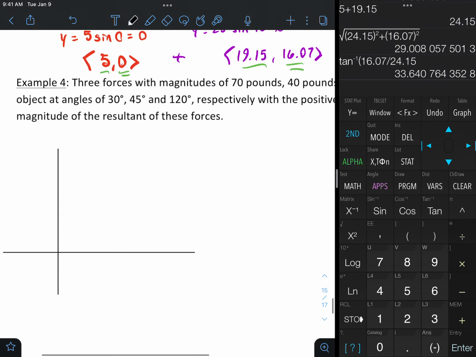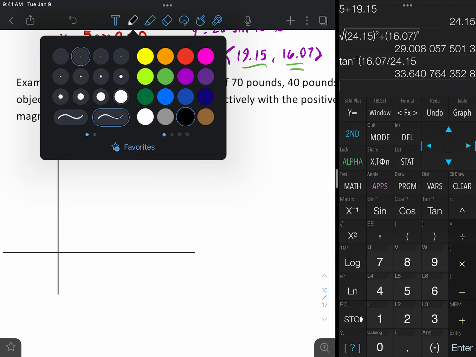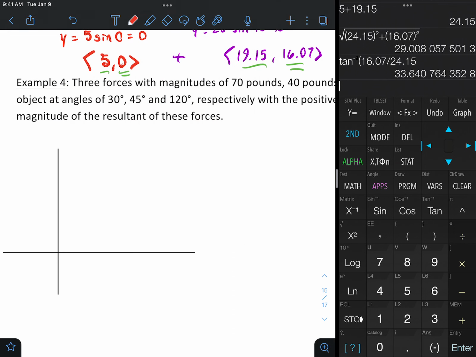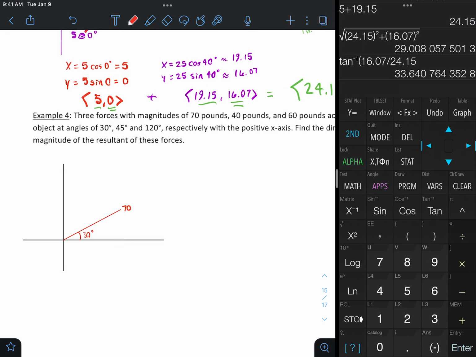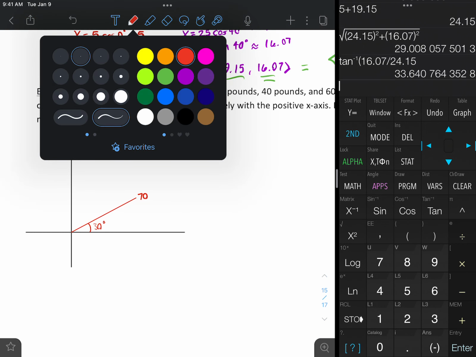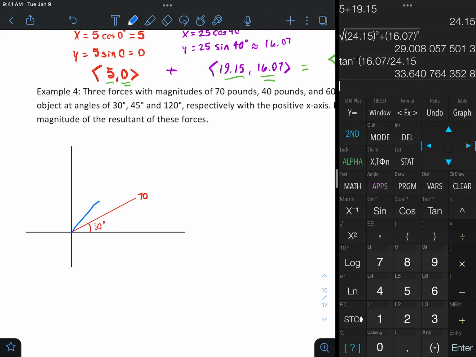Just this time we're going to have three. All right, so I'm going to color code them here since there are three. It kind of gets a little bit messy here. So the first one was at 30 degrees, at 70 pounds of force. The second one was 40 pounds of force. I'm not going to make it as long, but it was at 45 degrees. Not quite as long, so something like that right there.